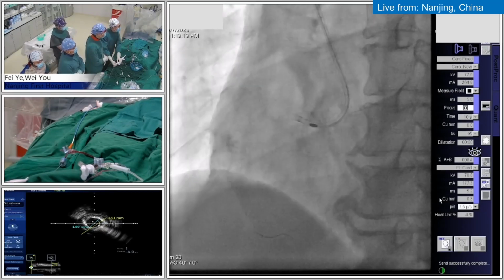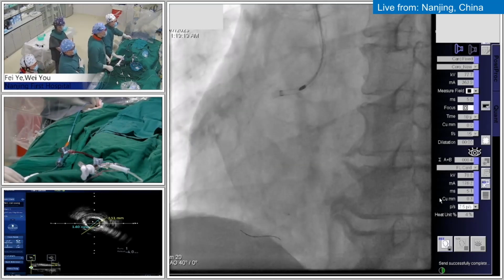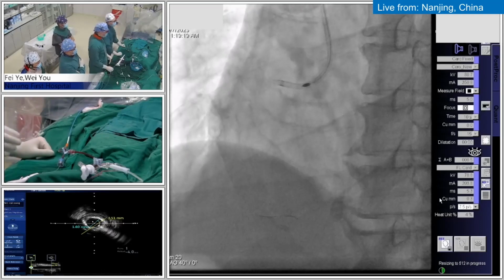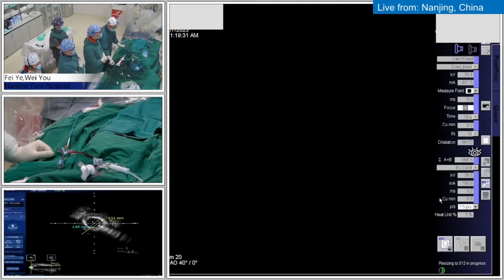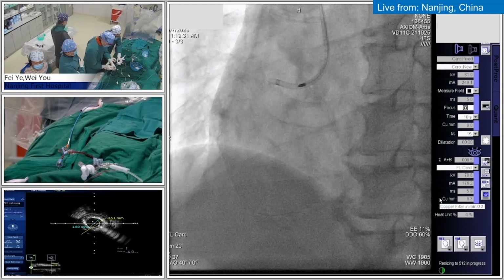Okay, maybe after several times we can increase the rotor speed. Yes, Dr. Pan, please, just for the second. Okay, try again. Try again. If still failed, okay, we can increase the rotor speed.